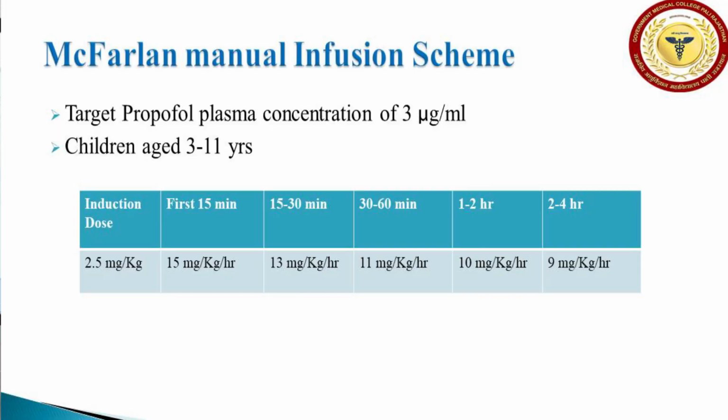McFarlane manual infusion scheme. Here we can see the induction dose and initial bolus. Induction levels and maintenance dose are both much higher than the adult dose to achieve the same plasma concentration of 3 microgram per ml. In the case of the adult, it is 2.5, and the initial bolus dose is 50 mg per kg per hour. Instead, for the adult, it was 1 mg per kg and 10 mg per kg per hour.